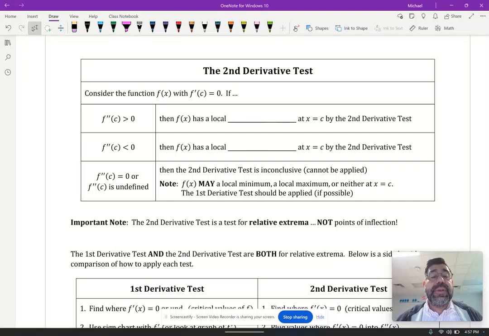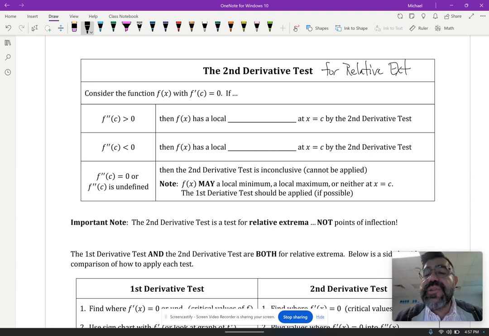All right, good people, here we go. The second derivative test. And I'm going to add something here. I'm going to ask you to, I guess, save it in your brain. The second derivative test for relative extrema. We're still looking for relative minimums and maximums. This is the second derivative test for relative extrema, just like we had the first derivative test for relative extrema.